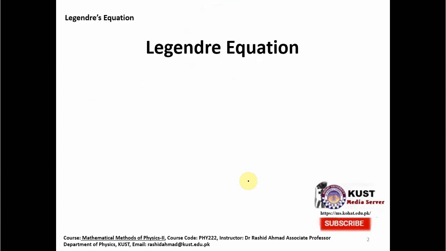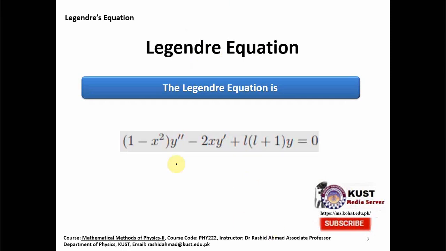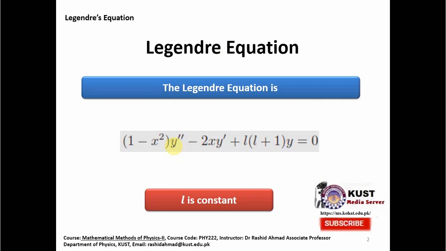So to begin with, the Legendre equation is a second order differential equation, as you can see over here. It has a constant L involved, but in the first term, as you can see, there is a second derivative of y multiplied with 1 minus x square, and in the second term we have, with a minus sign, 2xy prime, so the first derivative y prime, and in the last term we have L into L plus 1 into y is equal to 0.